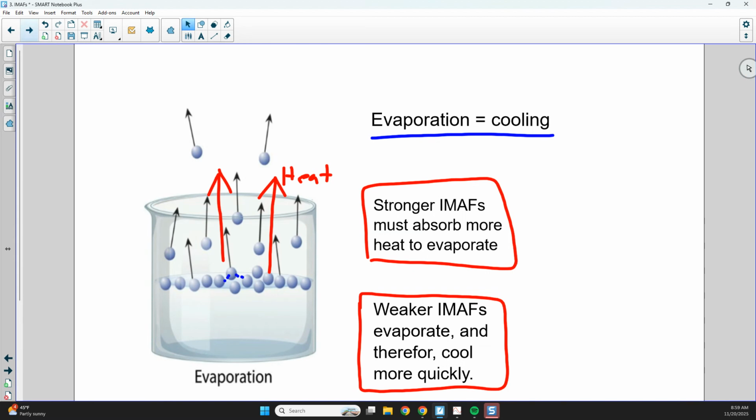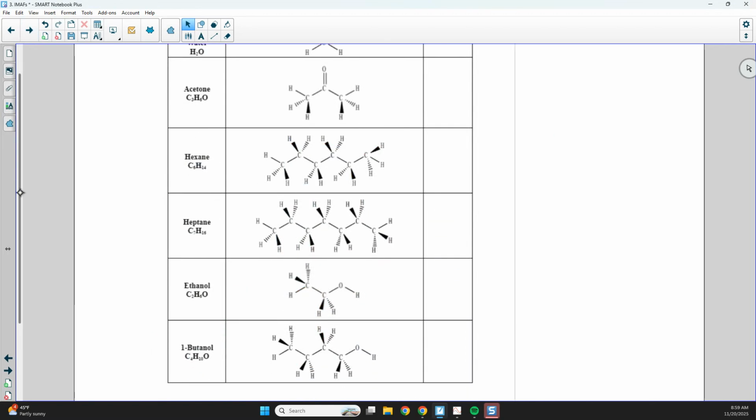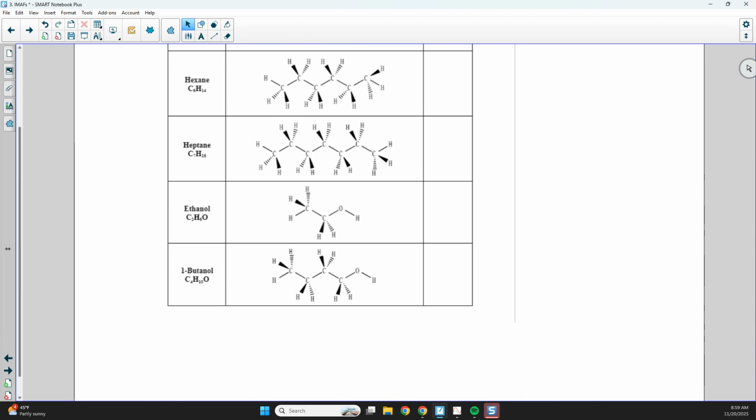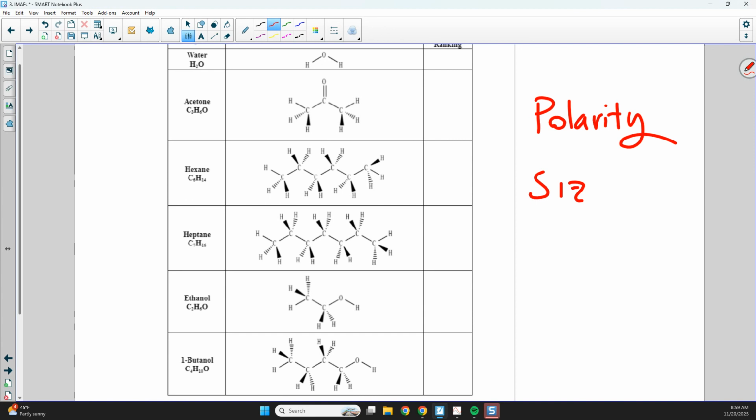So we're going to be experimenting with 6 different liquids: acetone, also known as fingernail polish remover, hexane, heptane, ethanol, and butanol. Hopefully you've made some predictions about which of these molecules are going to have stronger or weaker IMFs based on their structure here. Remember, we're looking at things like polarity, whether the molecule is polar or nonpolar, and we're also looking at size. Those are the main variables for this lab today as you make your predictions.